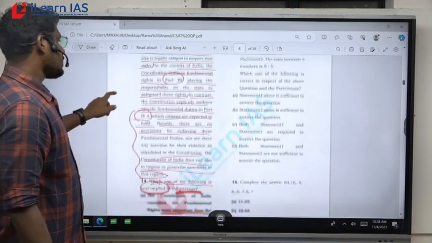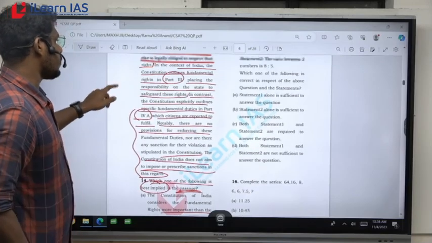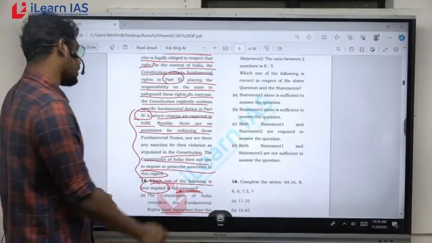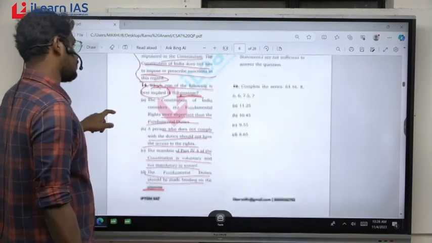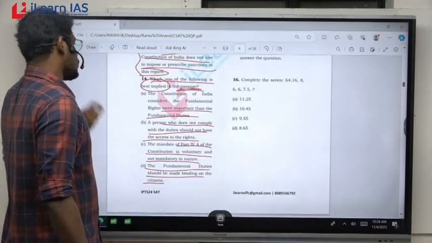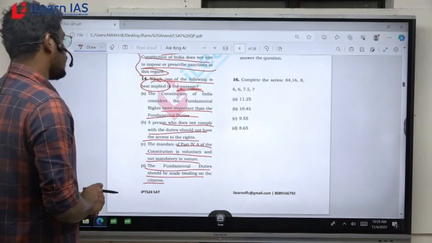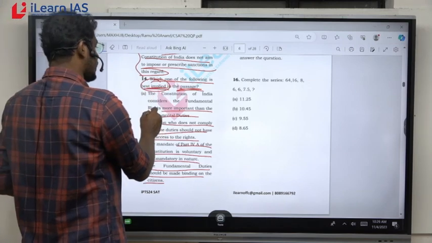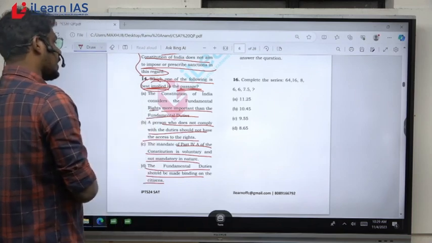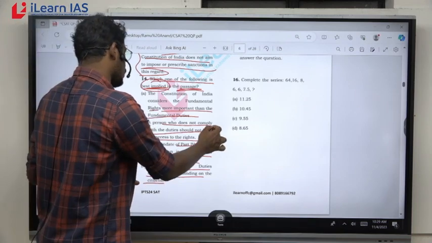So there are mechanisms for the enforcement of fundamental rights, but there are no mechanisms for enforcing the fundamental duties in the Constitution. So we can say that, which one of the following is best implied in the passage? The Constitution of India considers fundamental rights more important than fundamental duties. A person who does not comply with the fundamental duties should not have access to fundamental rights.